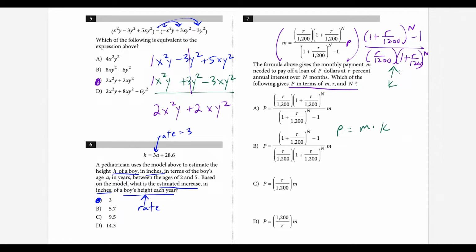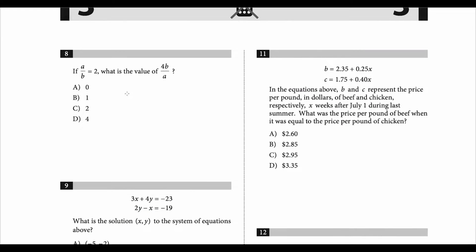And now we just have to scan the answer choices, and this is looking like choice B. We have P equals this entire fraction in purple, that's representing K, and it's being multiplied by M, so definitely choice B.